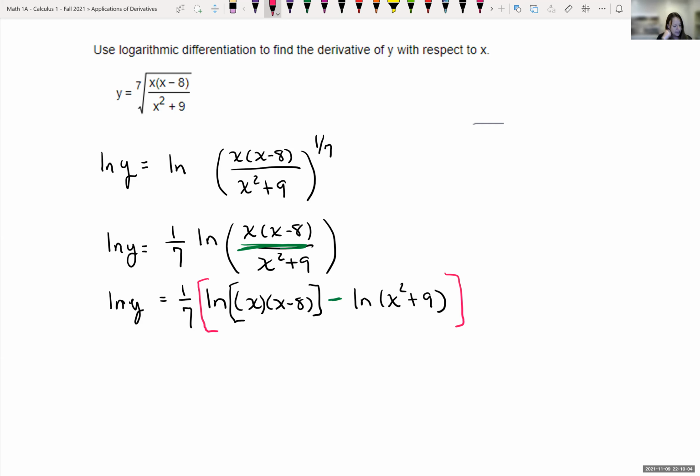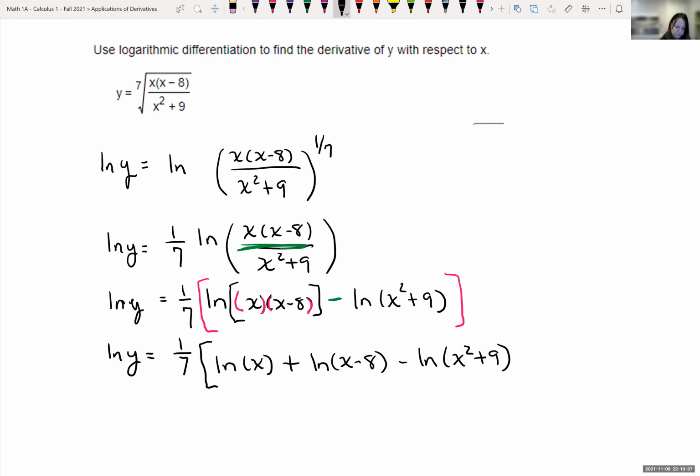And then I notice I can break this down a little further because of this multiplication inside the natural log. If we have multiplication and we're taking the natural log of a product, we can break that down with addition in between. So bringing everything down, I have the natural log of y equals 1/7 times the natural log of the first x plus the natural log of the second, which is x minus 8, of the product, minus this natural log of x squared plus 9. So it's now in the form that it's going to be pretty easy to take the derivative.